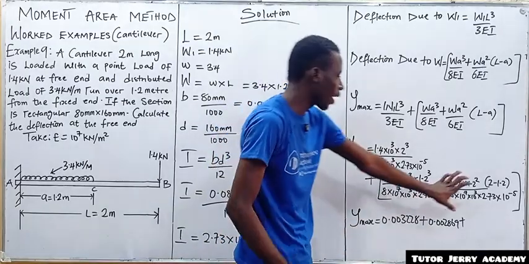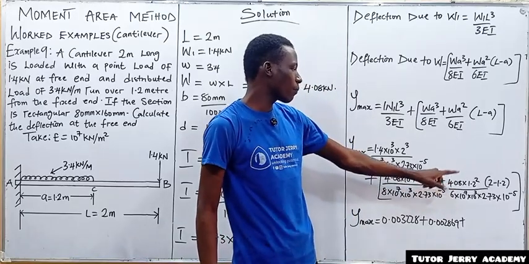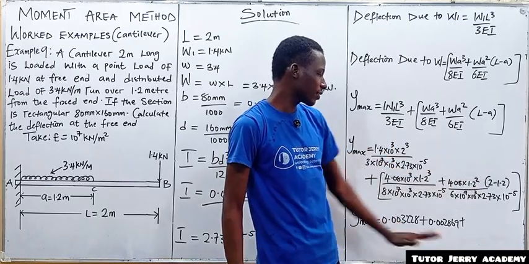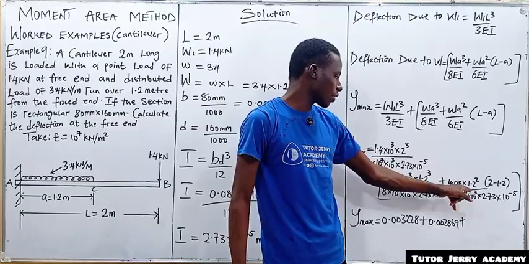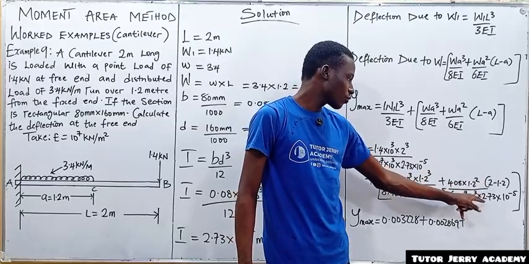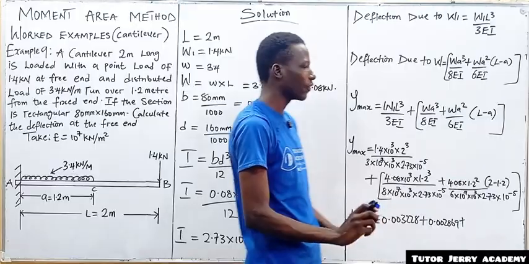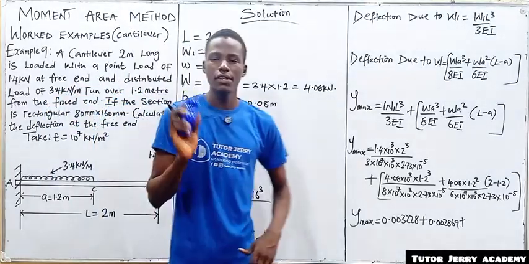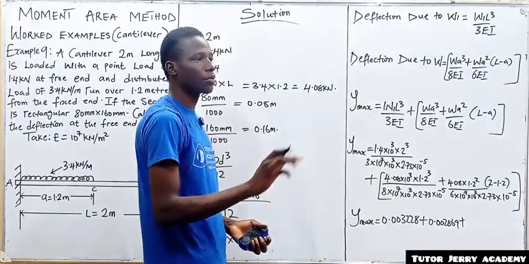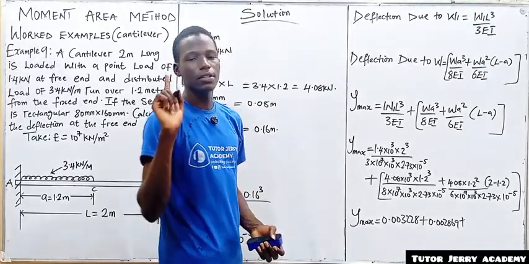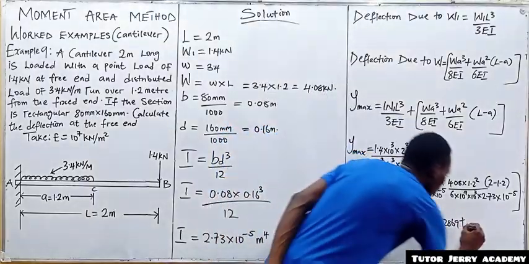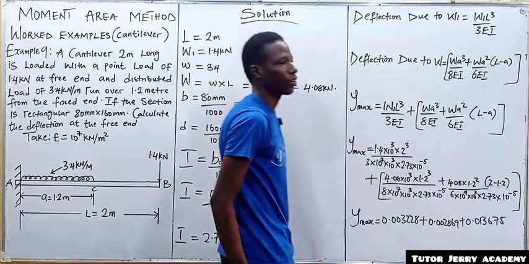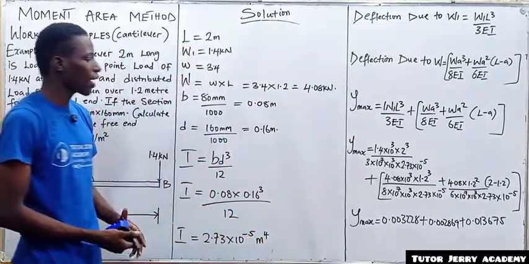All right, now for what we have here, 4.08 times 1.2 to the power of 2 into the bracket of 2 minus 1.2 close bracket all over 6 times 10 to the power of 7 times 10 to the power of 3 times 2.73 times 10 to the power of minus 5. This will give us 0.013675. Now we just have to sum all of this.